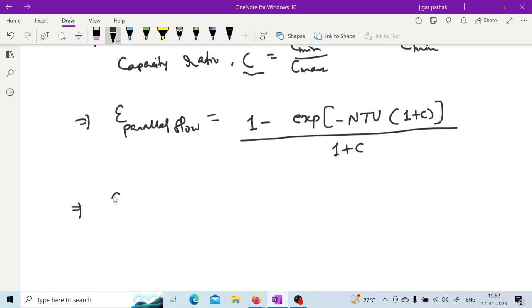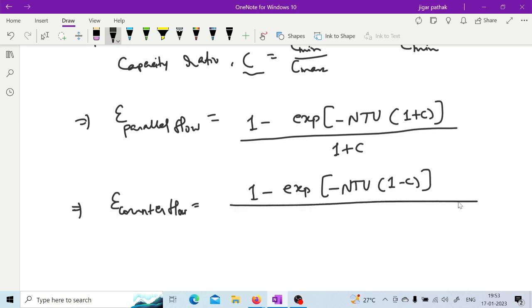Similarly, if you calculate all these things for counter flow, then you will get something like this: 1 minus exponential of minus NTU (1 minus C), divided by 1 minus C exponential of minus NTU (1 minus C).